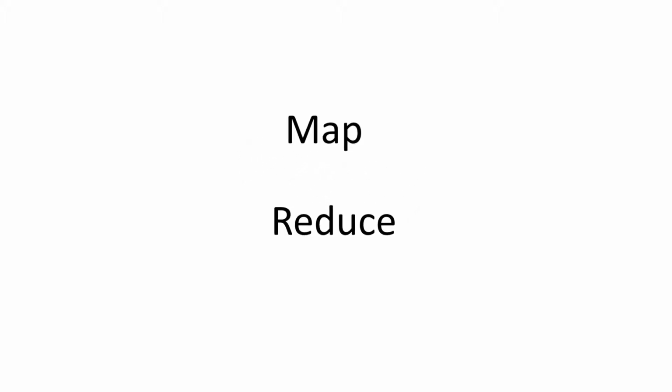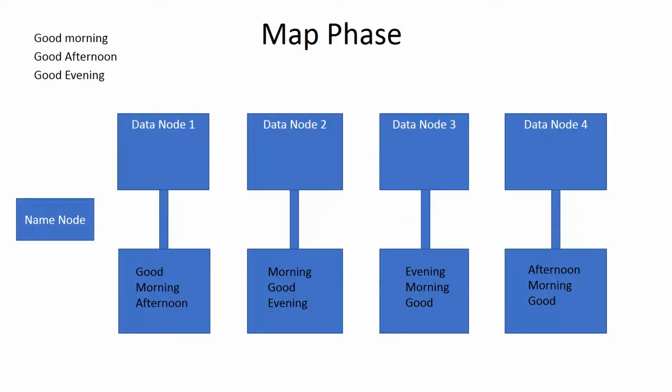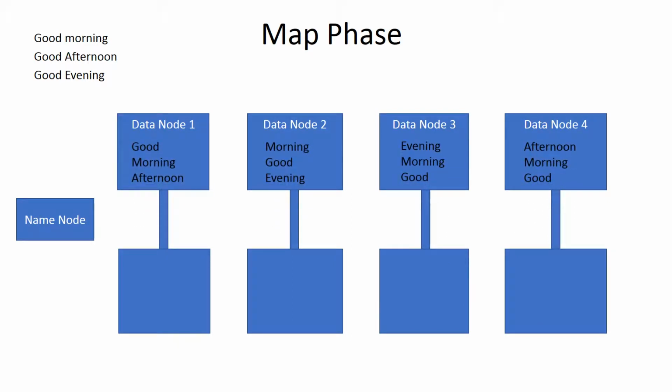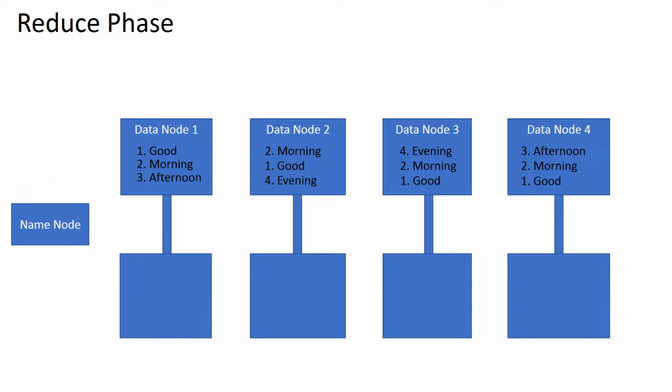MapReduce is divided into 2 processes, map and reduce. Let's say you want to find the sentences good morning, good afternoon, good evening. Hadoop will send the search to the data nodes and try to find these inputs. Once they are found, Hadoop counts the times these sentences happen and writes them as key values. This is the map phase.